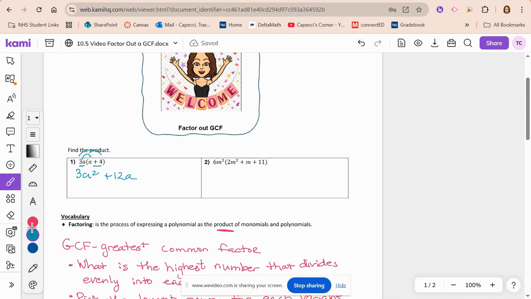In our next example, we have a monomial times a trinomial. So again, we're going to distribute. So I get 12m to the 4th plus 6m to the 3rd plus 66m squared.